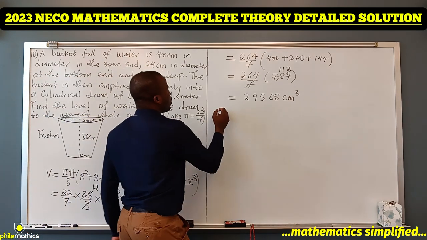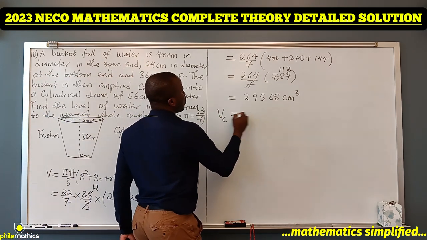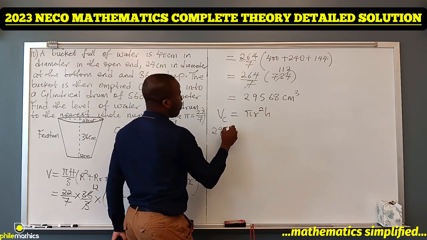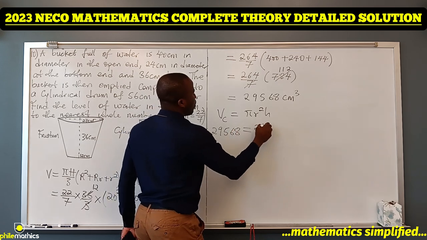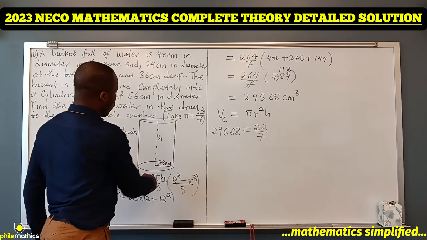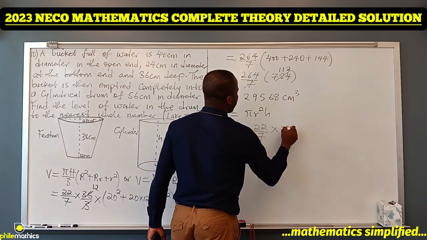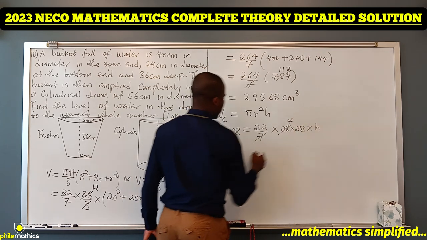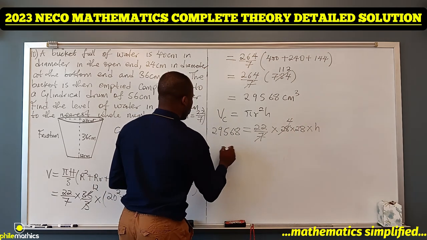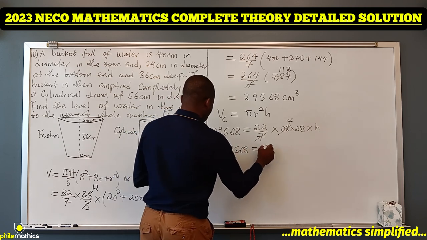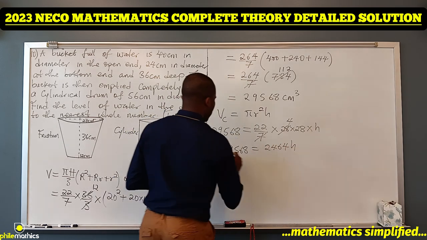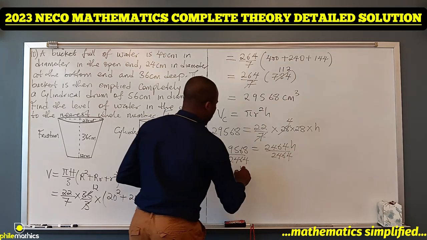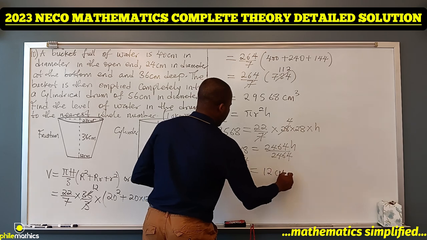So we know that volume of a cylinder is pi r square h. This volume is the same as 29,568. Pi is 22 over 7. The radius of the cylinder is 28. And the height is what we are looking for. 7 can cancel 28 four times. And so if we multiply, we'll have 29,568 equals 2464 h. If we divide both sides by 2464, we'll have that h is 12 cm, the nearest whole number.